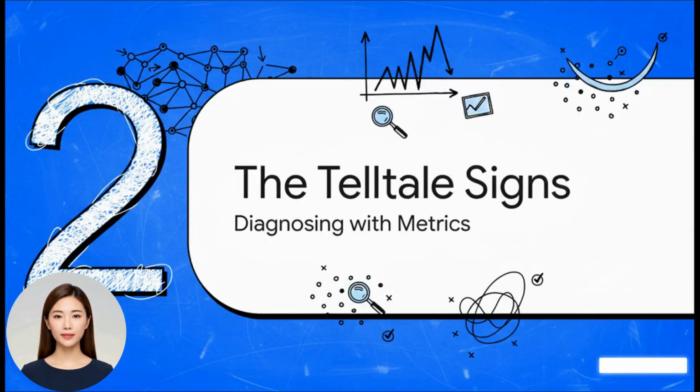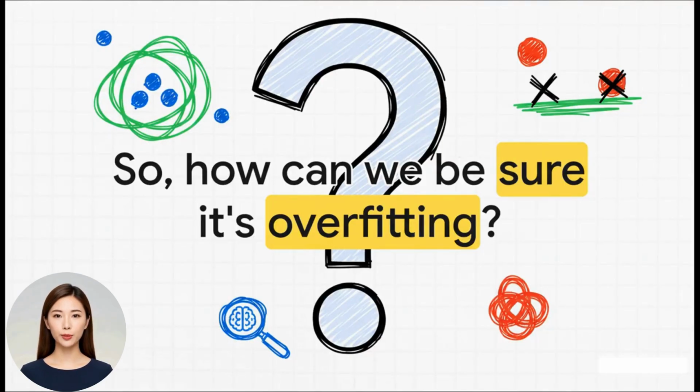So we know what it is, but how do we catch this thing in the act? Well, thankfully, the data itself leaves behind a trail of clues. We just need to know where to look and which performance metrics will tell us the real story. And this is the key question every single one of us has to ask. How can you be totally confident that your model is overfitting and not just a bad model in general? The answer is all about comparison, specifically comparing its performance on two very different sets of data.